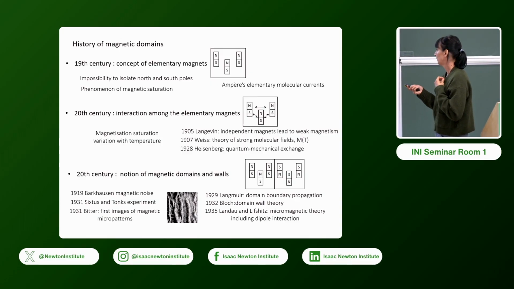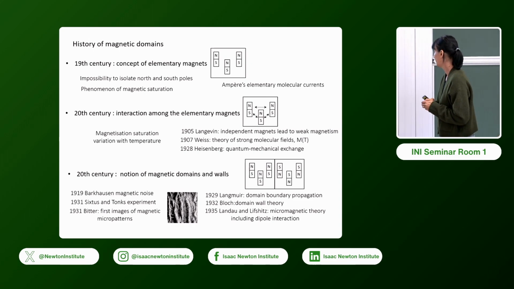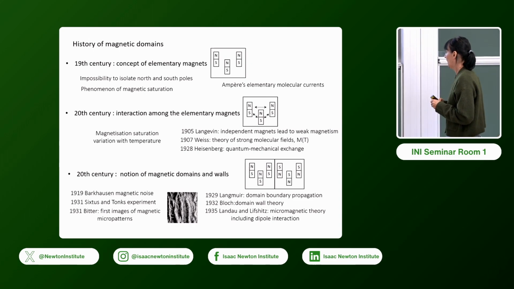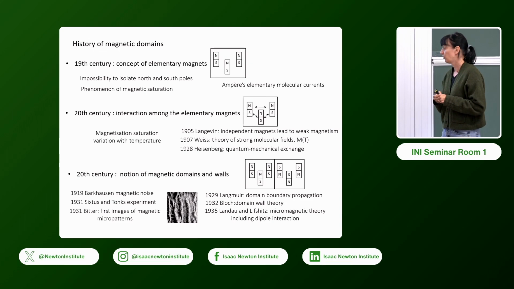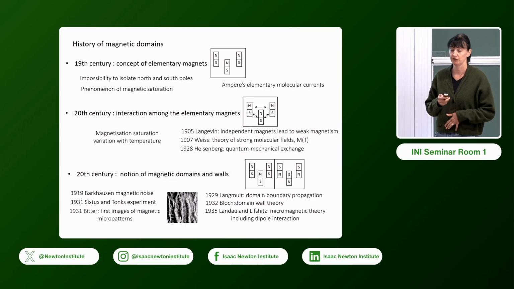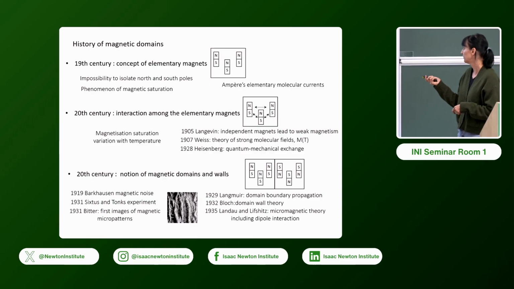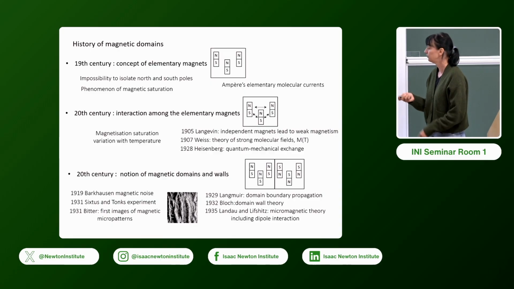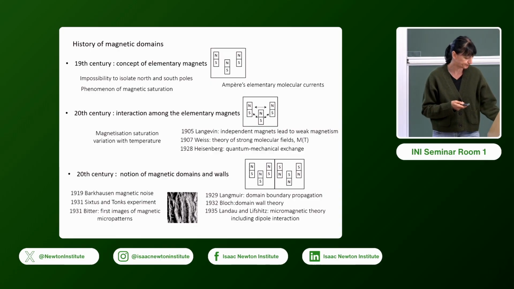From the point of view of theory, there is a theory of domain boundary propagation in 1929, and then the Bloch domain wall theory, which doesn't take into account dipolar interaction. And finally, really the foundation of micromagnetism, including dipolar interaction.